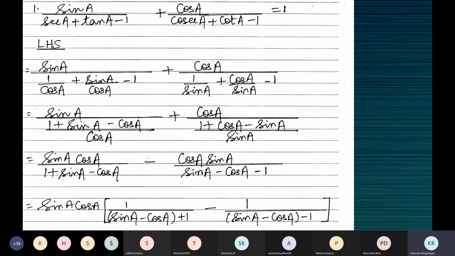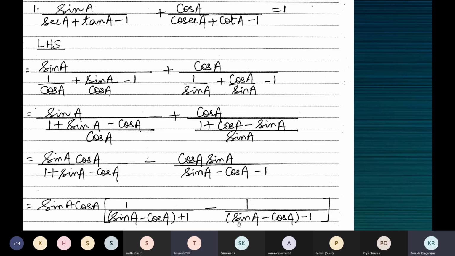A plus B into A minus B. Yeah, and that can also be written as A square minus B square. So if you have 1 by A plus B minus 1 by A minus B, when the denominators are A plus B and A minus B, the common denominator is A square minus B square. You can write A plus B into A minus B, that's also fine, or you can write A square minus B square. So here, what is A square minus B square then?